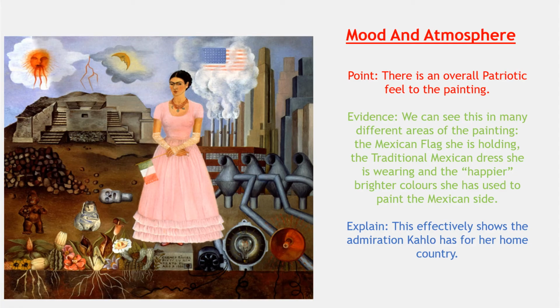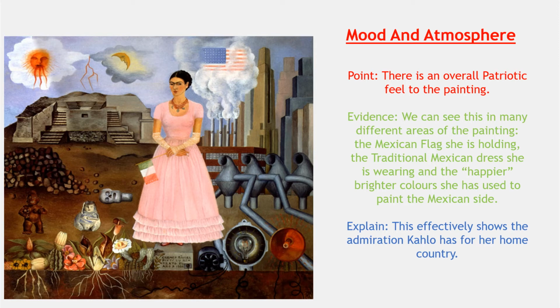Okay, so moving on to the last visual element then, which is mood and atmosphere. And again, looking back at the painting by Frida Kahlo. I think the more important point to talk about when we're talking about this painting and mood and atmosphere is that there is an overall patriotic feel to the painting. We can see this in many different areas of the painting. We can see it in the Mexican flag that she's holding. We can see it in the traditional Mexican dress that she's wearing.